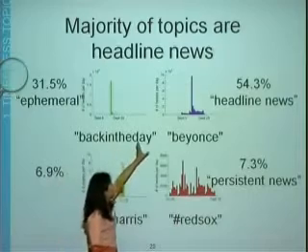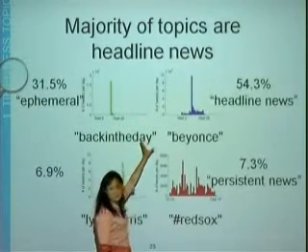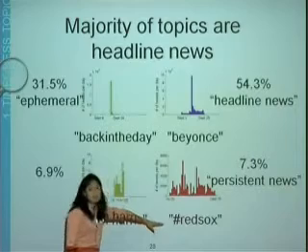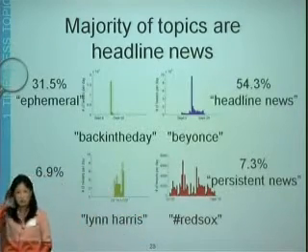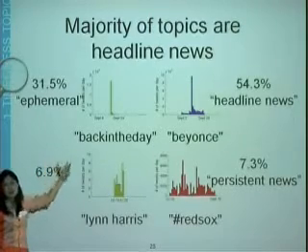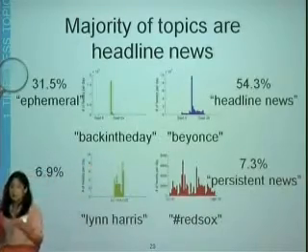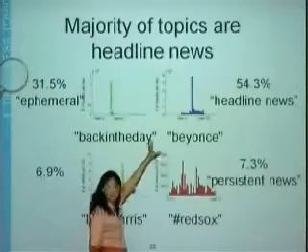So 54% of the trending topics could be considered headline news, and 7% persistent news. For example, Red Sox, people talk about Red Sox all the time, sports teams. And then somebody, let's say, says oh, back in the day it used to be blah blah. Somebody starts a trending topic, and people comment, yeah, back in the day I used to be a soccer player, and it would go on for a short time, and then the topic would dissolve. So from here we can see that more than 60% are headline news type. So people talk about timely things.